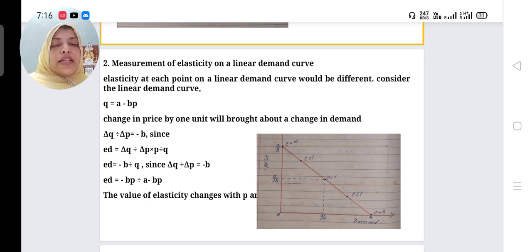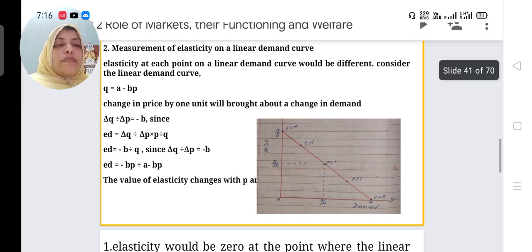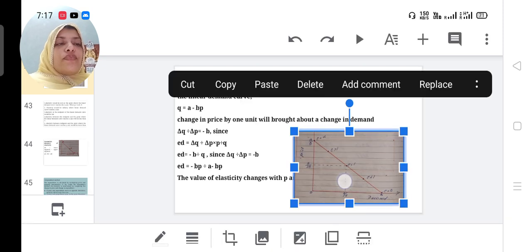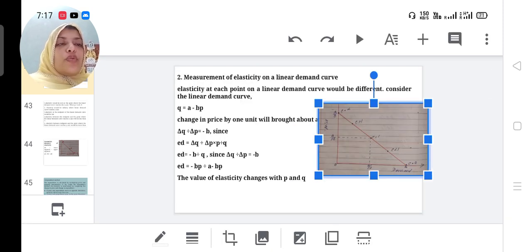Since ED is equal to delta Q divided by delta P into P by Q, and delta Q divided by delta P is equal to minus B, then ED is equal to minus BP divided by A minus BP. The value of elasticity changes with P and Q.